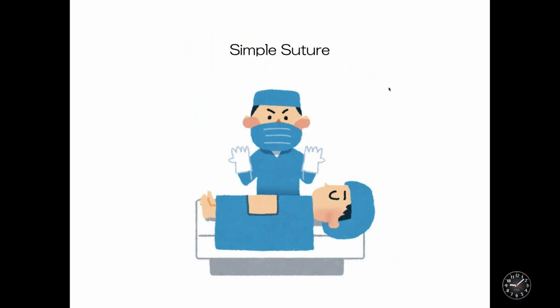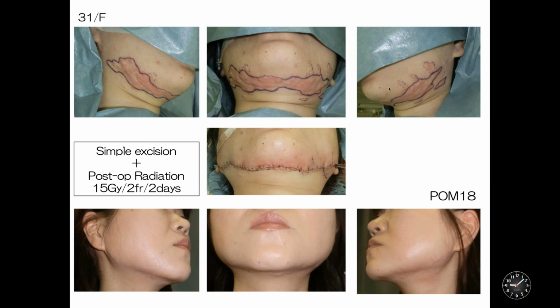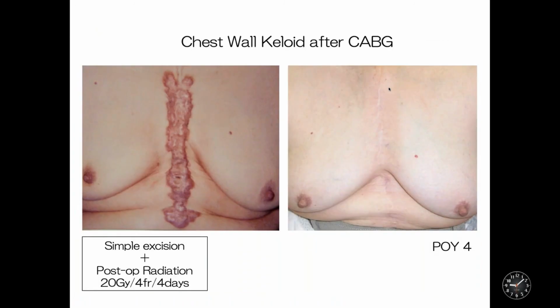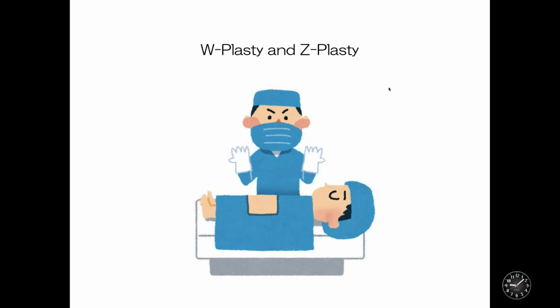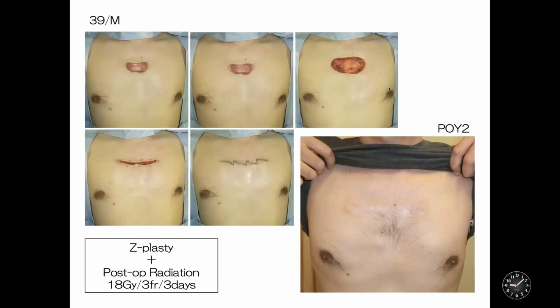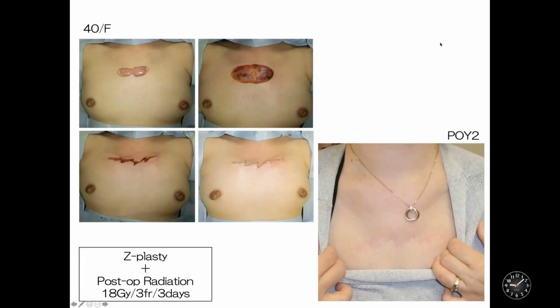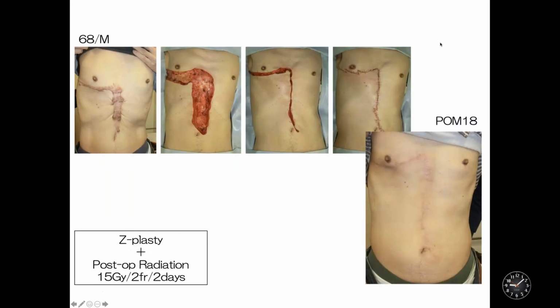So I'd like to share my cases. The simple suture and radiotherapy: they remove everything, tension is removed, and radiotherapy was performed. This is chest wall surgery: remove everything, suture, and radiotherapy. And sometimes we have used W-plasty and Z-plasty to release tension. The tension is released and radiotherapy was performed. This is 18 months after surgery, and this is 2 years after surgery, a similar case.